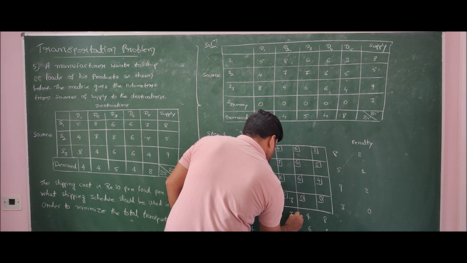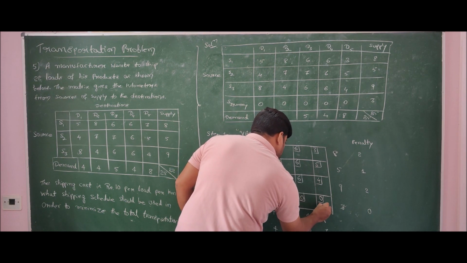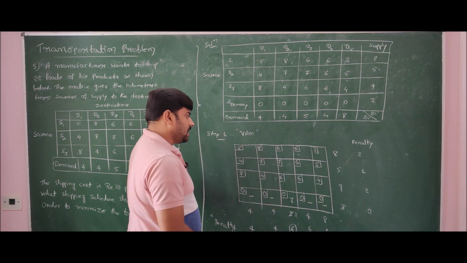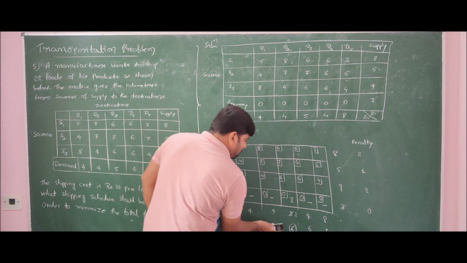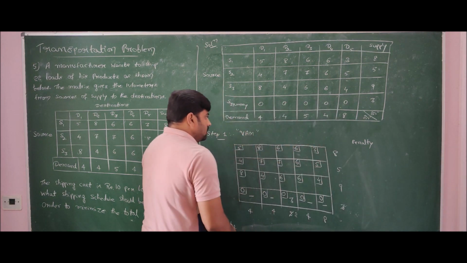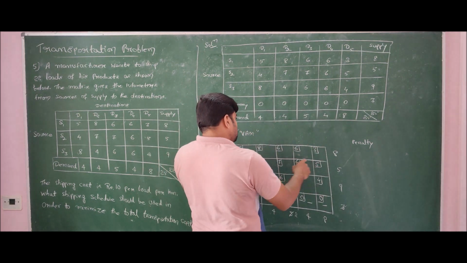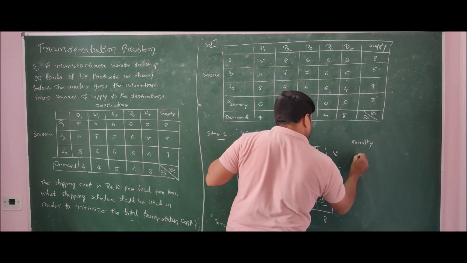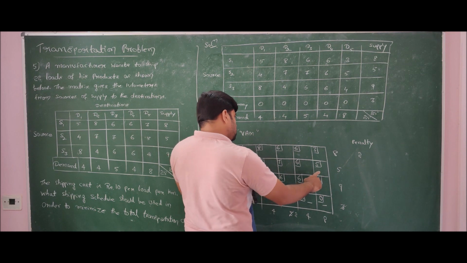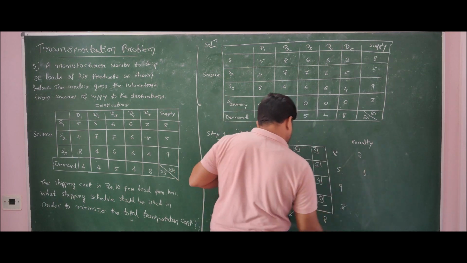So this will become 2 and this vanishes. So therefore I cannot allocate in this row further. So that completes step 1. So let me recalculate the penalty again due to space constraint. Now again recalculating, the least cost is 3, next is 5, penalty is 2. Least cost is 4, next least cost is 5, penalty is 1.